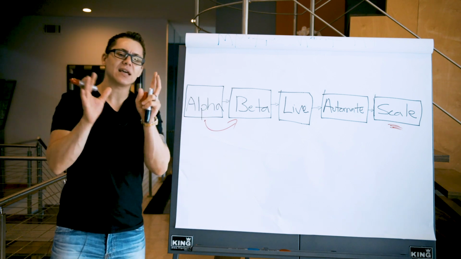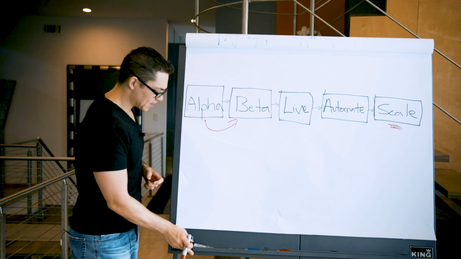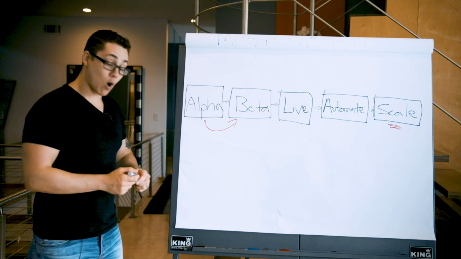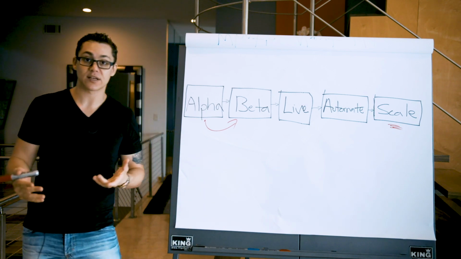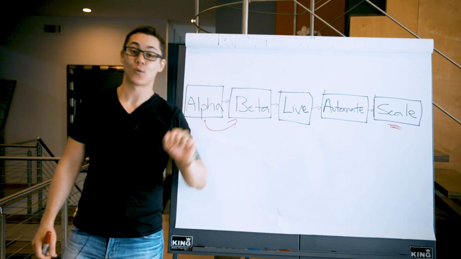But when we move to beta, things get a little bit more specific. So what we do with beta is we now, instead of talking to our friends and talking to our colleagues, people we already know that we can easily contact, we're going to sort of go in the real world.